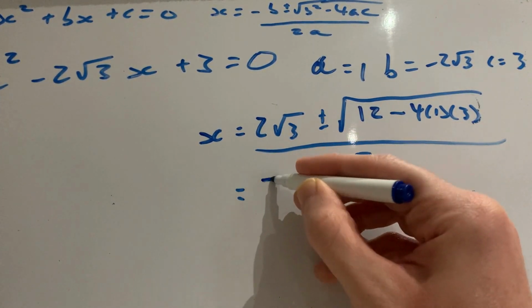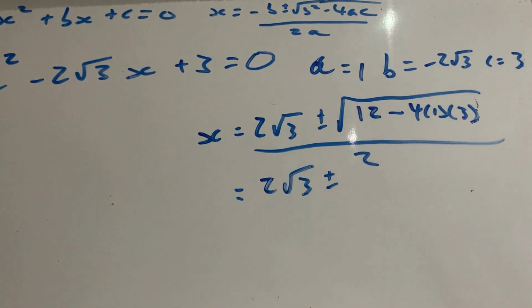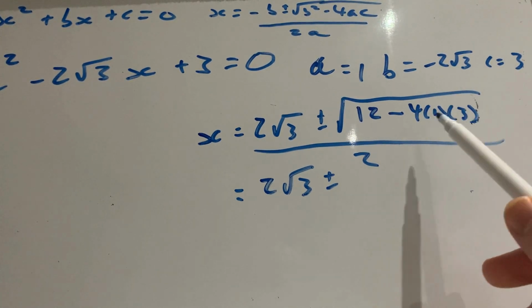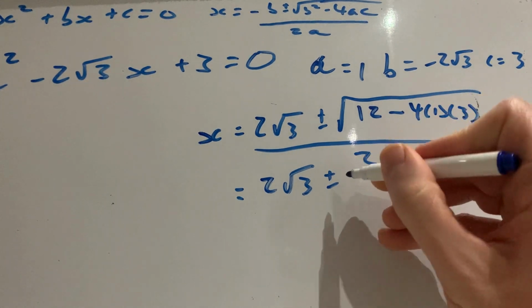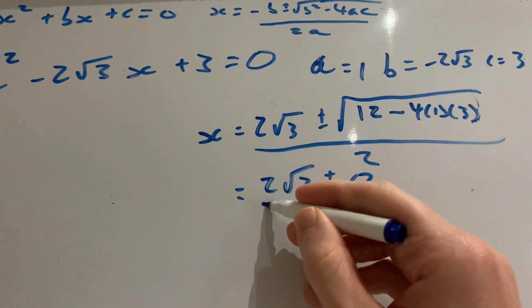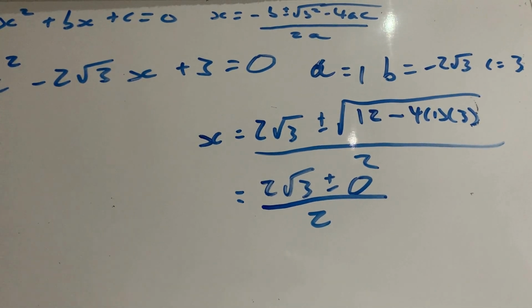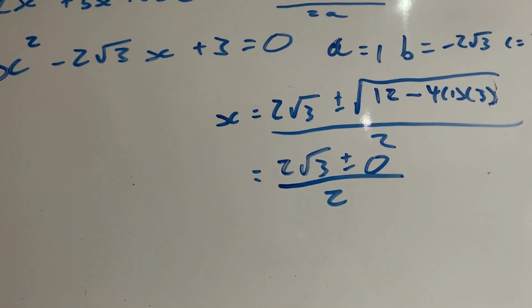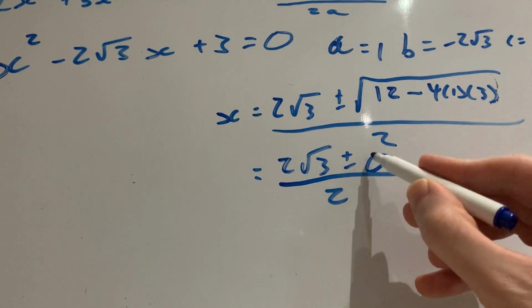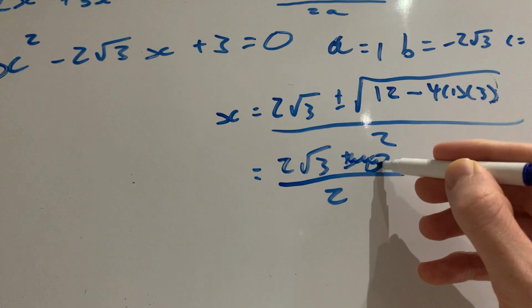So simplifying that, we've got 2 root 3 plus or minus the square root of 12 minus 4 times 1 times 3, which is 12. So we've got 12 minus 12 is 0. So we've got plus or minus 0, kind of crazy, all over 2. The reason I chose this example is because it's an example of a repeating root. So if we simplify this, plus or minus 0 is 0 both times. It's not doing anything, so we can just cross it out.